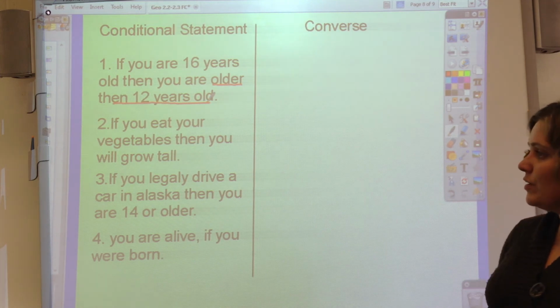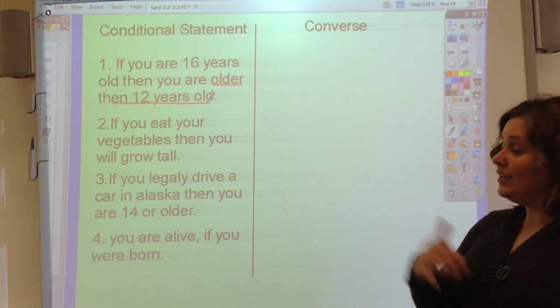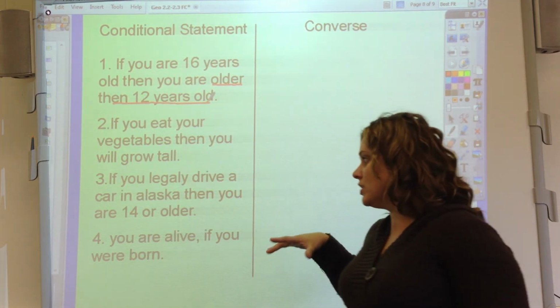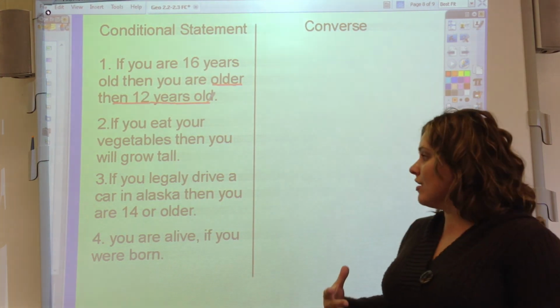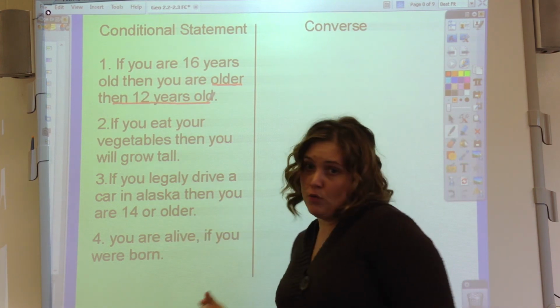Last but not least, number 4, you are alive if you are born. Here we flip-flopped it, and notice that the if statement came last, just to trick you. So if you were born, you are alive. Our converse would say, if you are alive, then you are born.